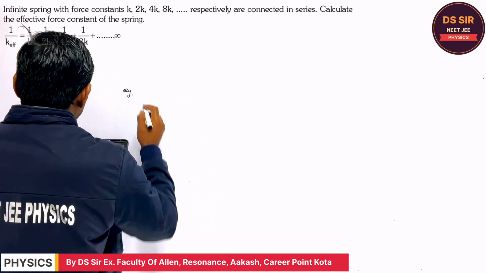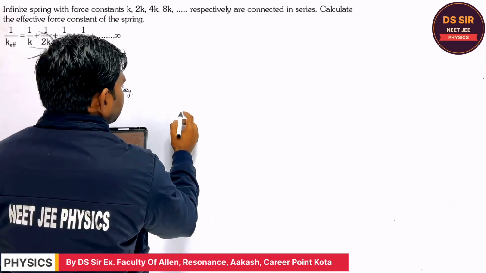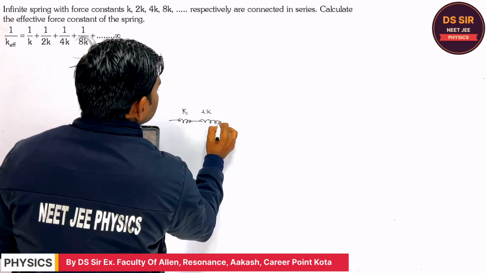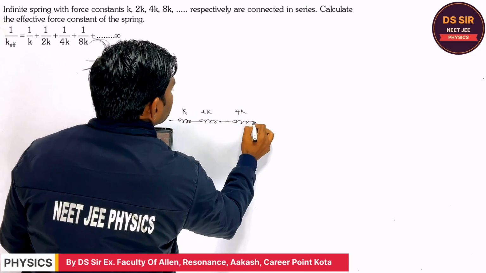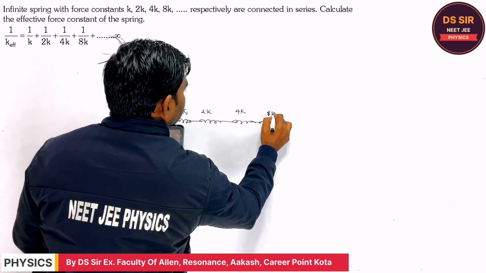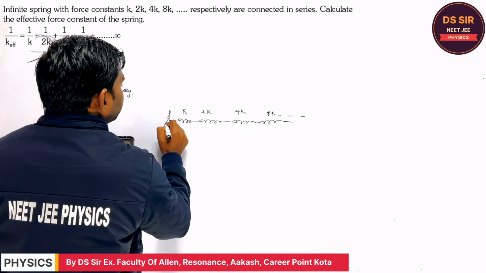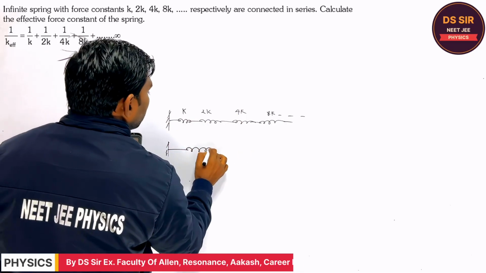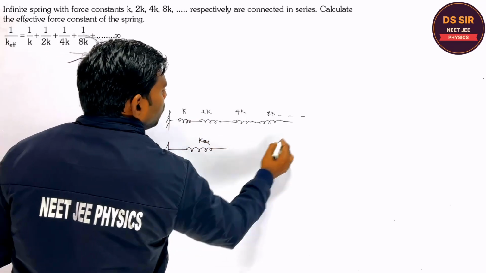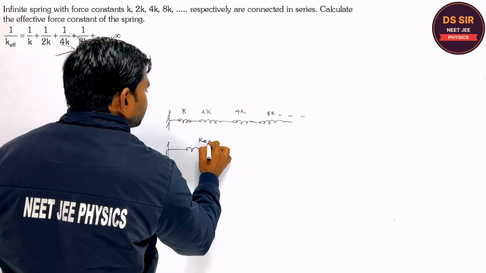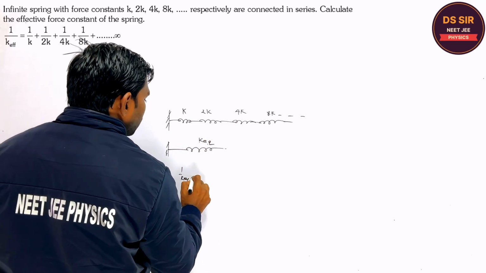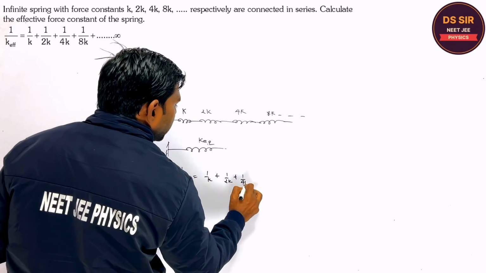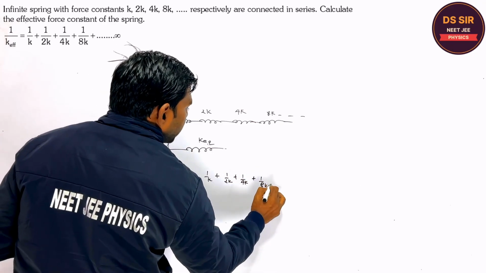In this question, there are infinite springs of spring constant K, 2K, right? This is K, suppose this is 2K, this is 4K and then 8K respectively. They are connected in this way, right? So you have to find the K equivalent. So what is the K equivalent, you tell? How to find the K equivalent? 1 upon K equivalent is equal to what? 1 upon K1, 1 upon K2, 1 upon K3, 1 upon K4 and so on.